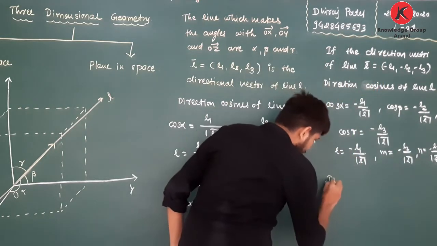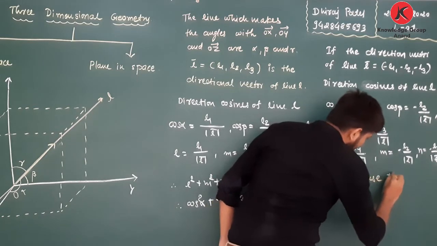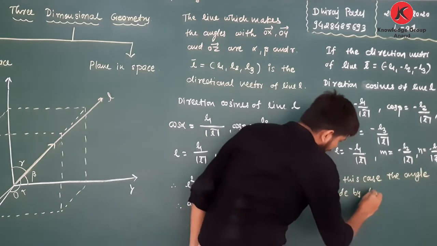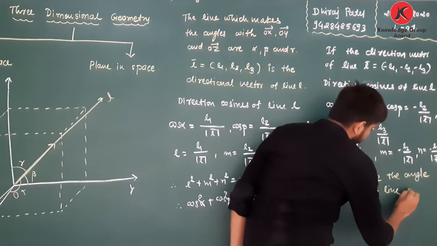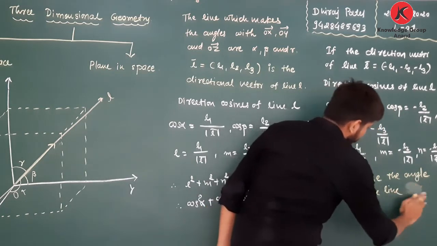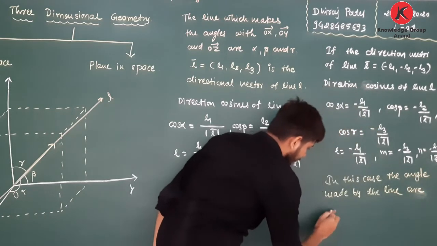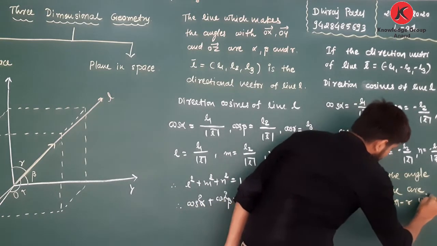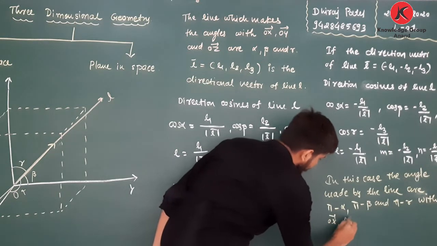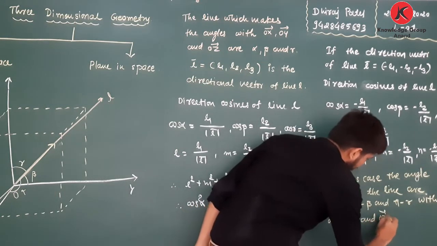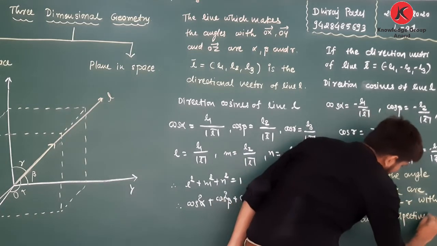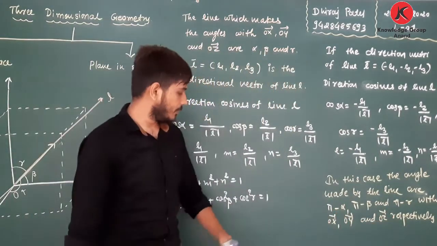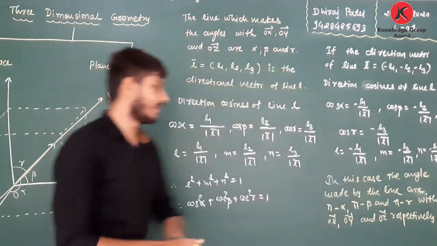In this case, the angles made by the line will be pi minus alpha, pi minus beta, and pi minus gamma with the positive directions of the x axis, y axis and z axis respectively. In this case, the angles with the positive direction of x axis, y axis and z axis will become pi minus alpha, pi minus beta and pi minus gamma.